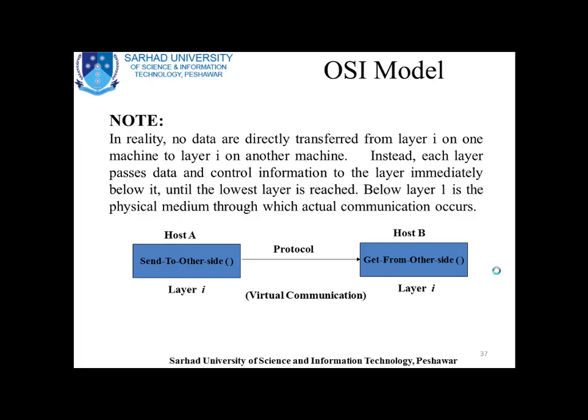In reality, no data is directly transferred from one layer to another layer in the machine. Instead, each layer processes and passes the information to the layer immediately below it. You see, I have given an example, host A and host B. If host A wants to transmit to host B, it cannot directly communicate with host B. So it will follow all the OSI model layers, and it will pass the data down to the physical layer, and the physical layer will be responsible for transmitting the data towards the user through a channel or a transmission medium, and from that physical layer the data will travel back up towards the application layer.